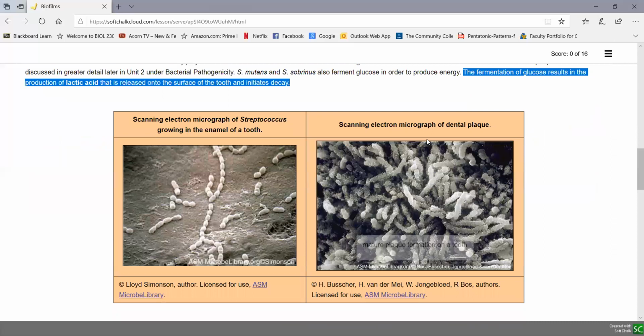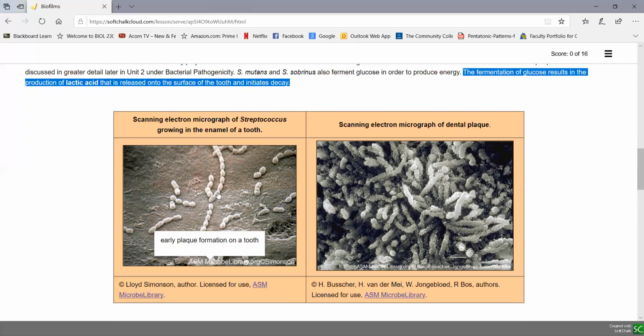So we see a couple of electron micrographs here. This is very early in biofilm formation where the Streptococci are adhering to the enamel of the tooth. Here's the chains of strep. And right now this glycocalyx is so thin you can't see it, but it's already allowing the bacteria to adhere to the enamel.